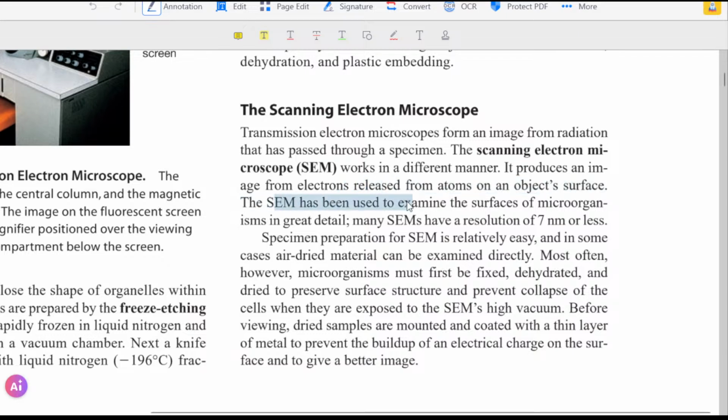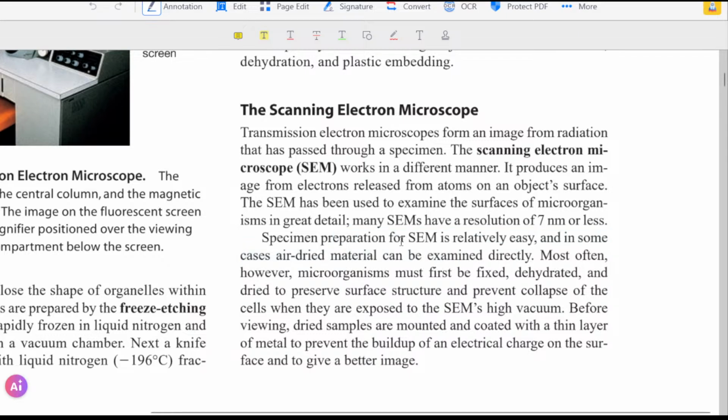So the SEM has been used to examine the surfaces of microorganisms in great detail. Many SEMs have a resolution of 7 nanometers or less. It looks like the TEM has more resolution power than the SEM. TEM has 0.5 nanometer while the SEM has 7 nanometers. Specimen preparation for SEM is relatively easy, right? TEM needs a lot more work because it is used to study the internal structures. This one doesn't need as much work.